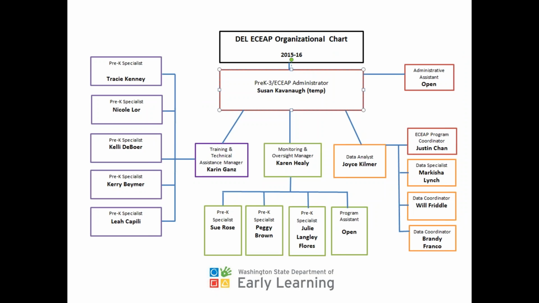Now I'm going to take a moment and talk a little bit about the ECEAP team. Here's our org chart. So in the large red box towards the top is our current pre-K 3 ECEAP administrator, and this is Susan Kavanaugh, who has temporarily stepped in to help us as we transition to a new administrator. Susan oversees Joyce Kilmer, who is our data analyst. She's there in the orange box. And Joyce oversees the data team and then our ECEAP program coordinator.